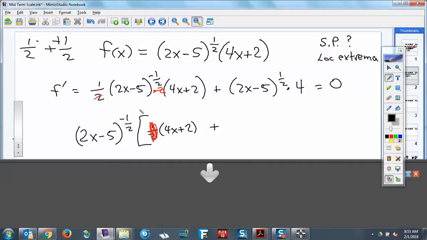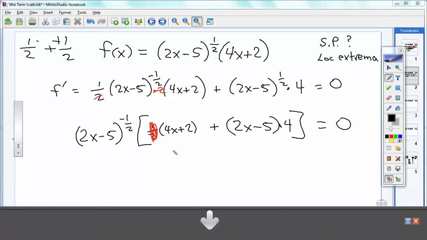Here's why it always works out that way: one of them is a derivative, so you dropped it by 1. The other one you left alone, so they're always going to be 1 apart when you have a problem like this. So when you take out a (2x minus 5) to the negative 1/2, from a 1/2 you're going to be left with just 1 of (2x minus 5). And then that 4. Okay? And then away you go.